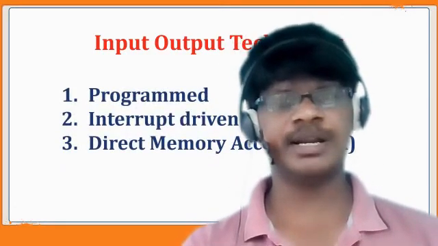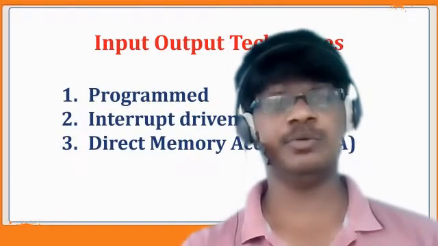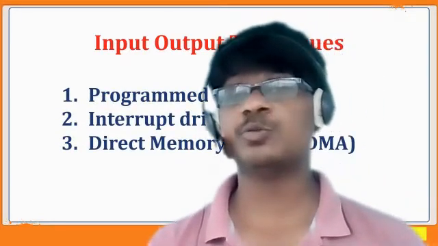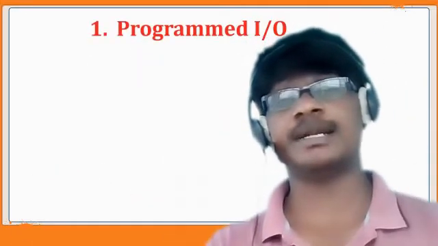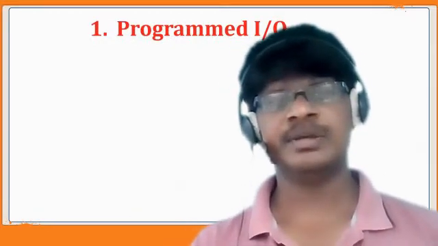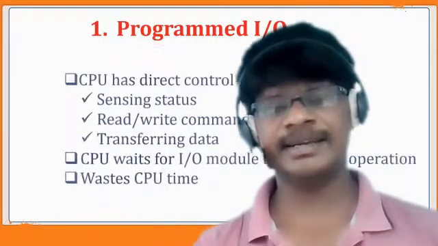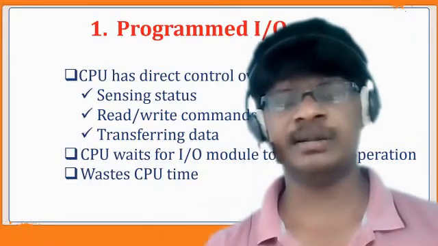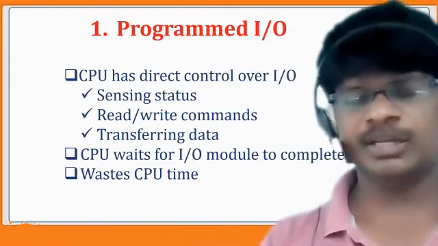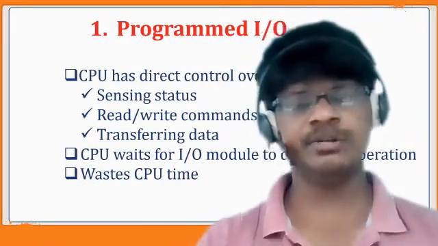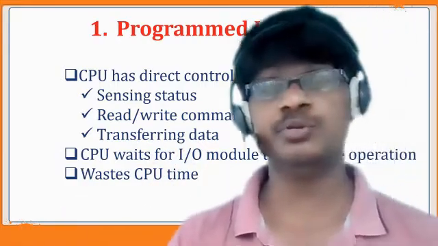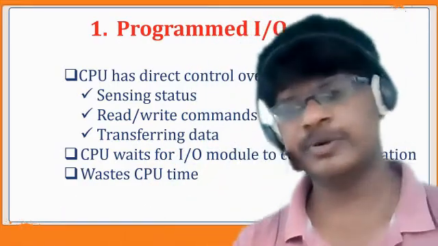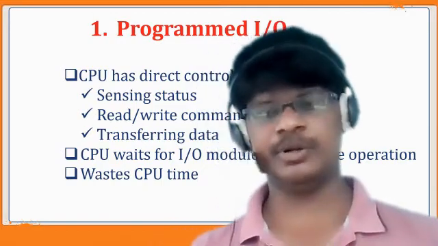The first one is the programmed IO. What is a programmed IO? The CPU has direct control of this programmed IO. Programmed IO, it has already been programmed. Everything has been set. The first one is it issues read and write commands and transfers the data. The only issue in the programmed IO, even though it is under the direct control of the CPU, is that the CPU has to wait for the IO module to complete an operation.